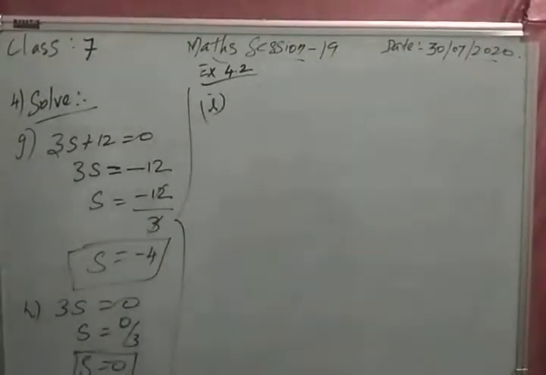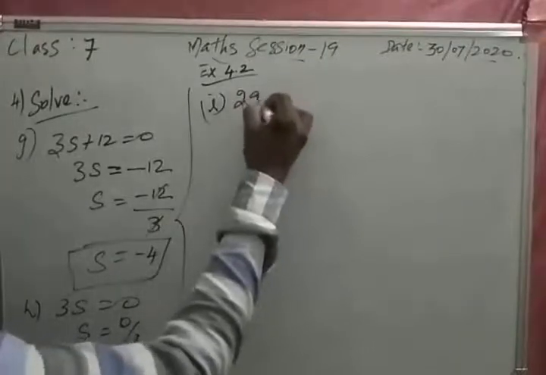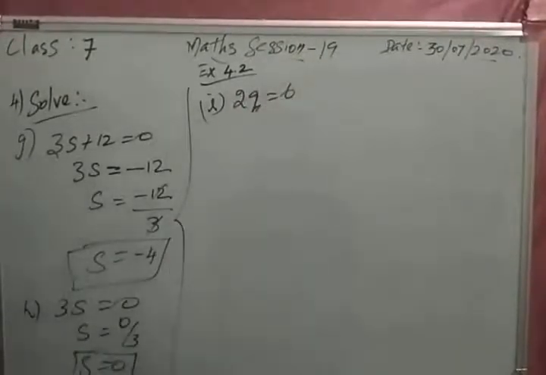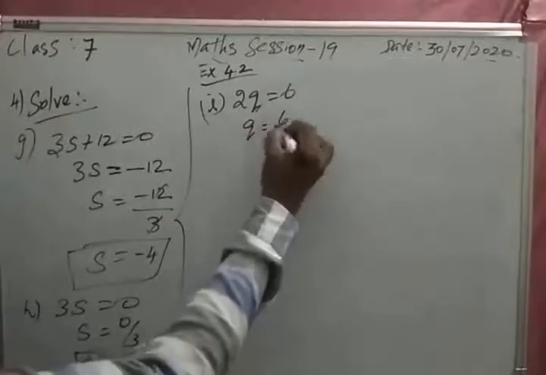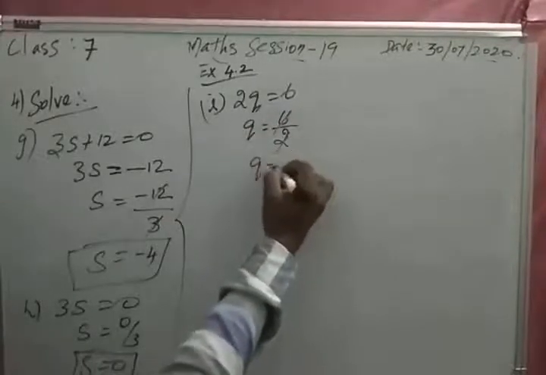What is the I question? 2Q is equal to 6. Then Q is equal to 6 divided by 2. Q is equal to 3.